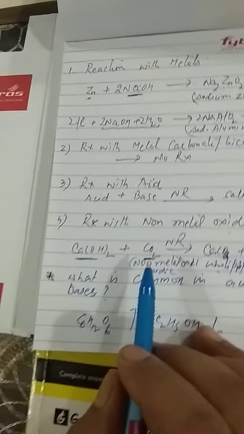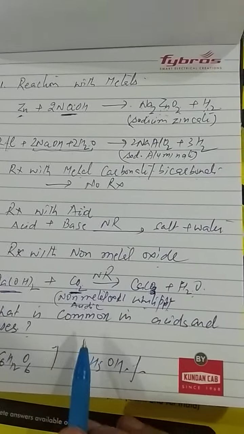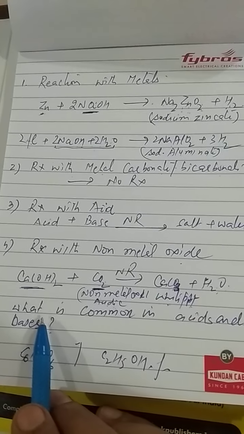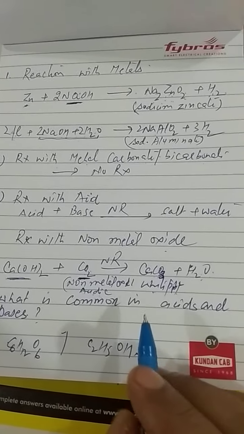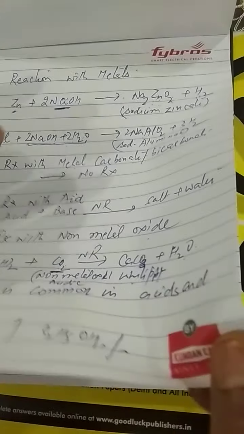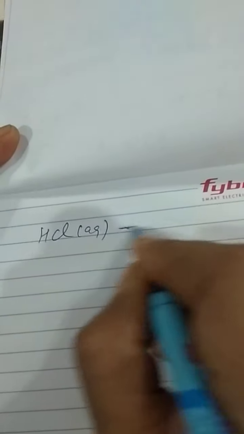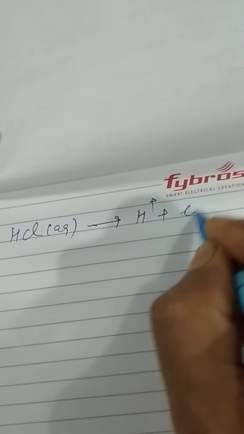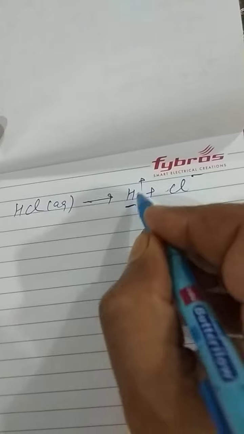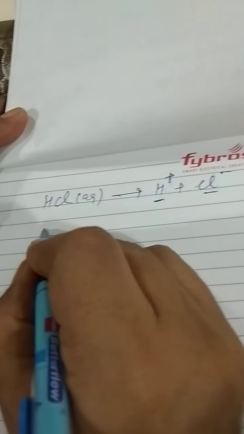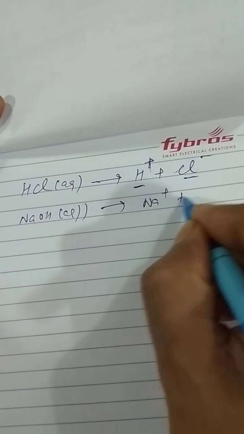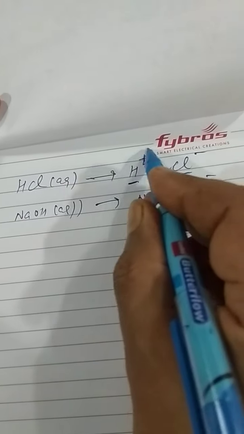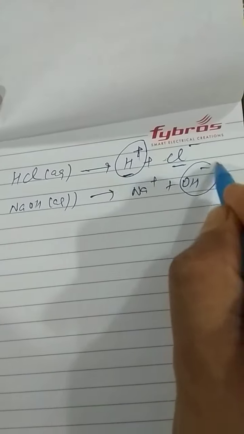Now there is Activity 2.8 in your NCERT book, which is based on what is common in acid and base. So this is an acid like HCl. It dissociates to give hydrogen ion and chloride ion, and NaOH is a base. When it dissolves in water, it gives sodium ion and hydroxyl ion. Means H ion and OH ion.